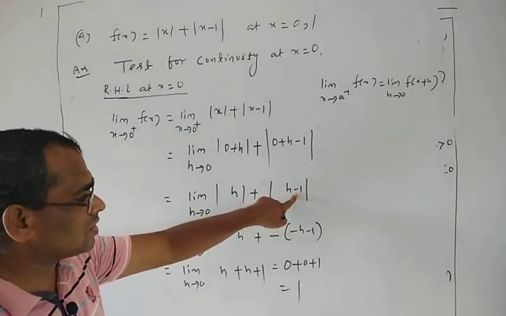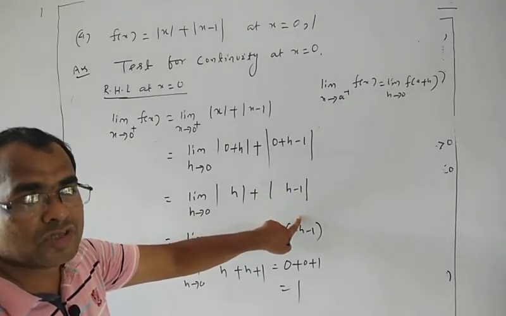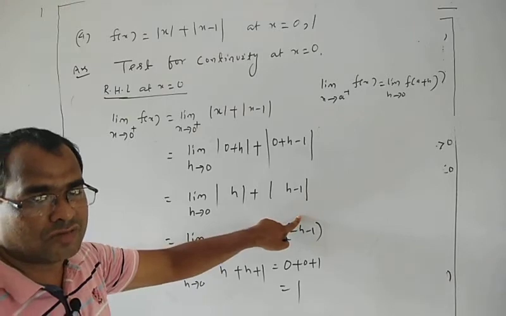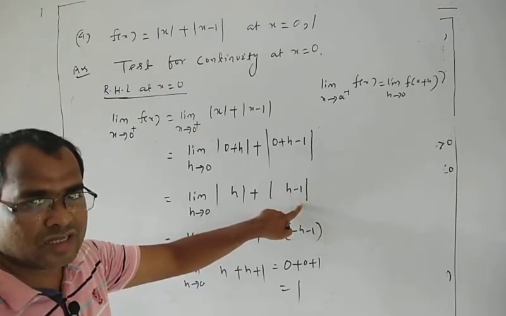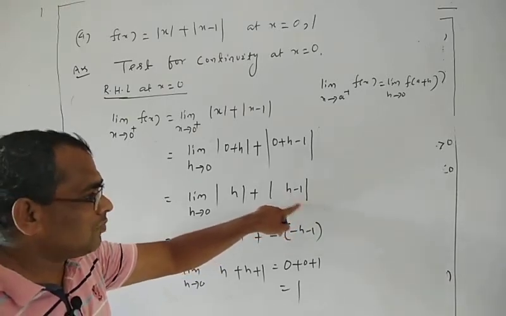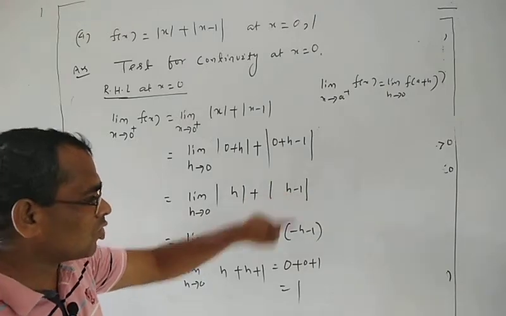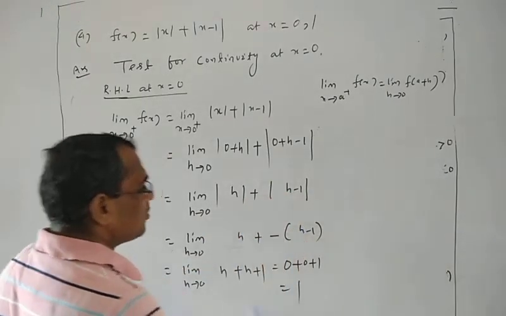h minus 1 means, does it indicate a negative value or positive value? h is a very small positive number. So small number minus 1 will be a negative value. If it is negative, after taking modulus, this will be minus of h minus 1.